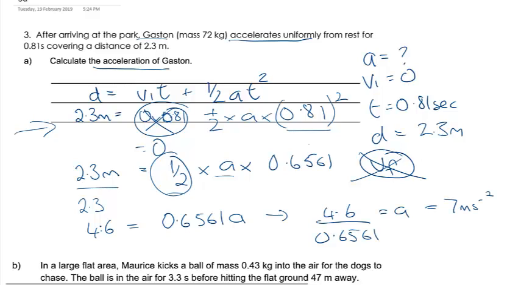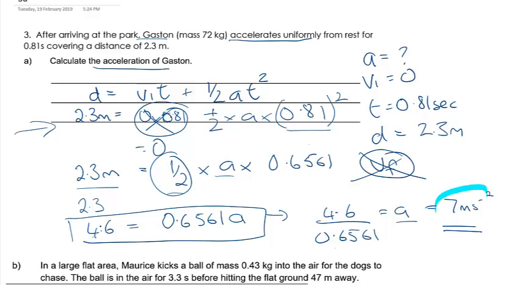Okay, so if we follow that through, we divide 4.6 by 0.6561. That's going to equal the acceleration, and that equals 7 meters per second squared. One thing you can do if you're a little unsure of your algebra is put that number back into the equation over here. Obviously this still equals 0, and check that it does equal that distance. That could be done as a double check.